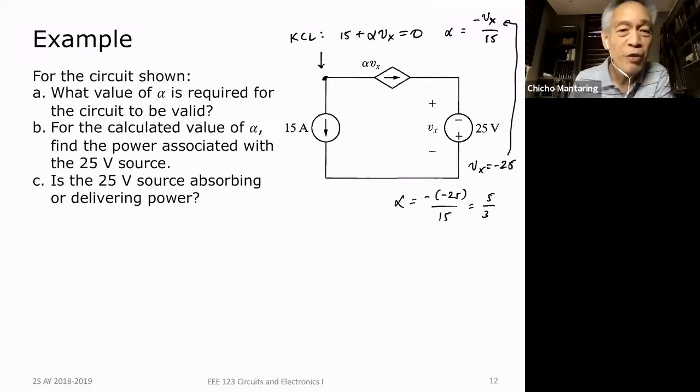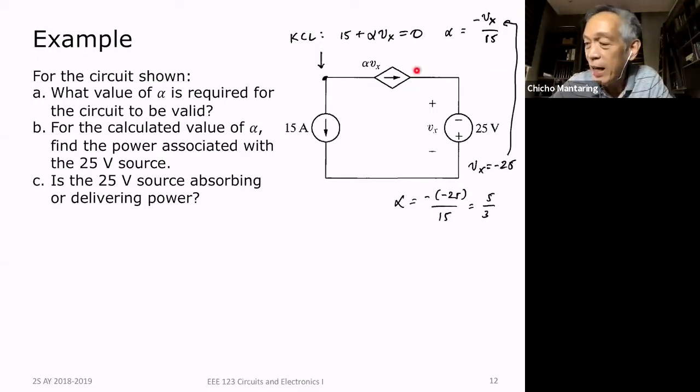Okay, what about letter B? For the calculated value of alpha, find the power associated with the 25 volt source. What is the power associated with the 25 volt source? Anyone? Okay, so I got some answers. I got 375. Is it 375? Is it positive or negative? So tama yung 375, no?